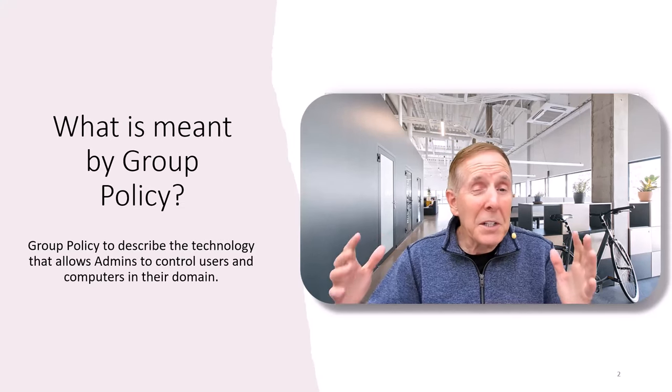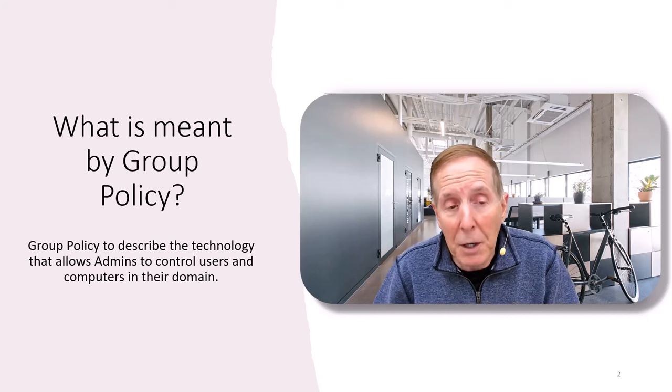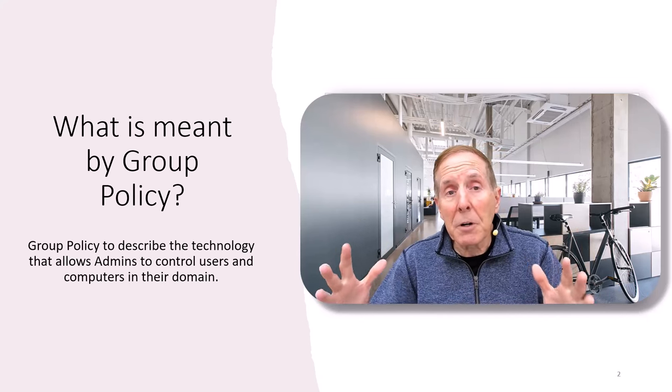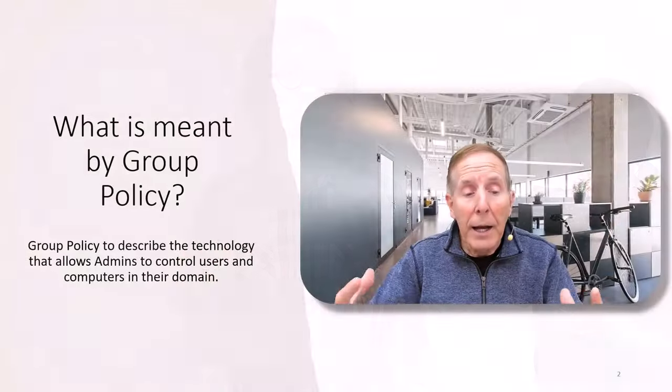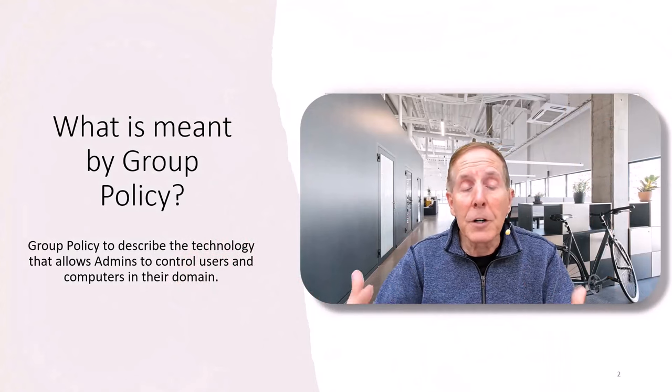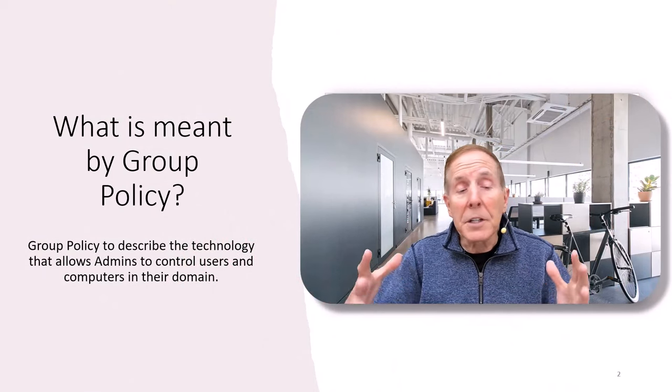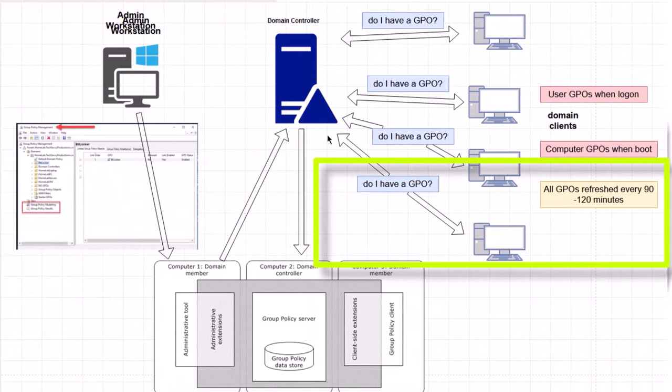Here we go. What is meant when we say group policy? Group policy is describing a technology that allows your admin to control how the user functions in the domain. It also allows them to control how the computer will function in the domain. Group policy clients will check in to the domain controller for a refresh or an update to any policies that may have changed within 90 to 128 minutes.